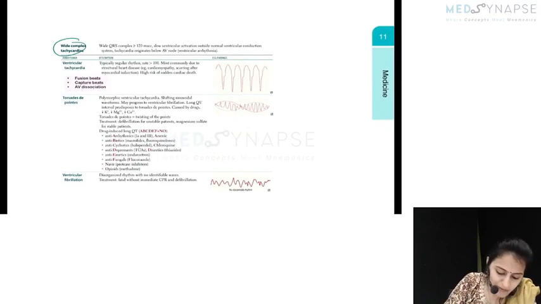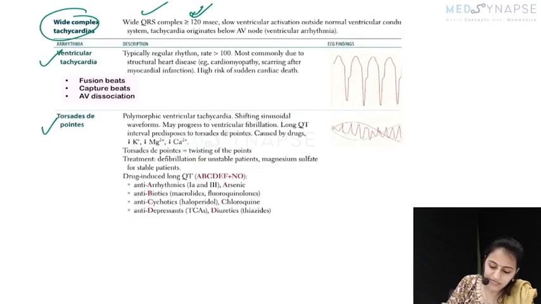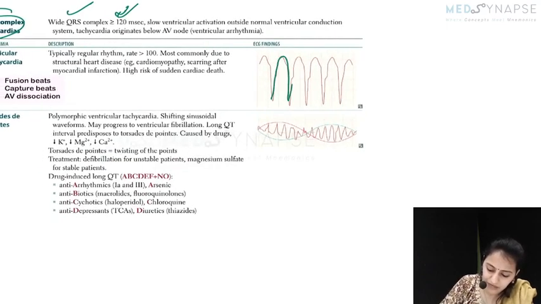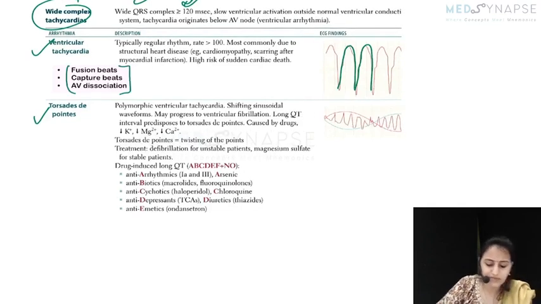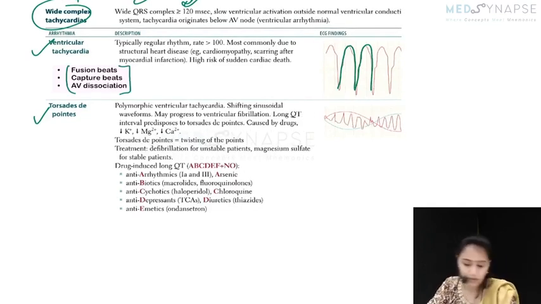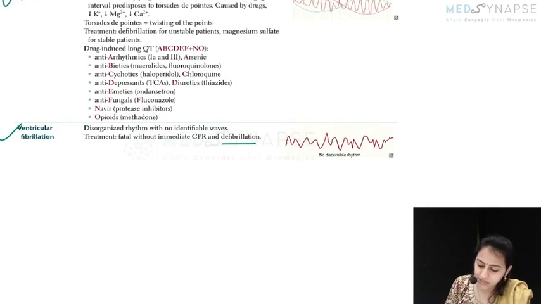Right, so wide complex tachycardia, that is wide QRS complex, which is more than 120. You will have VTAC, torsades de pointes, ventricular fibrillation. In VTAC, you have this monomorphic pattern which is there, right? All these fusion beats, capture beats are the terminologies which are seen in VTAC. Fusion beat, capture beat is VTAC. Ventricular fibrillation, defibrillation needs to be done.